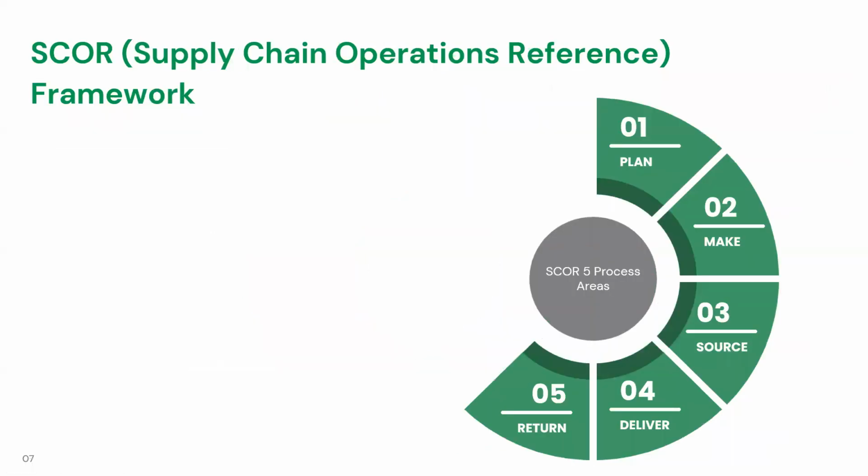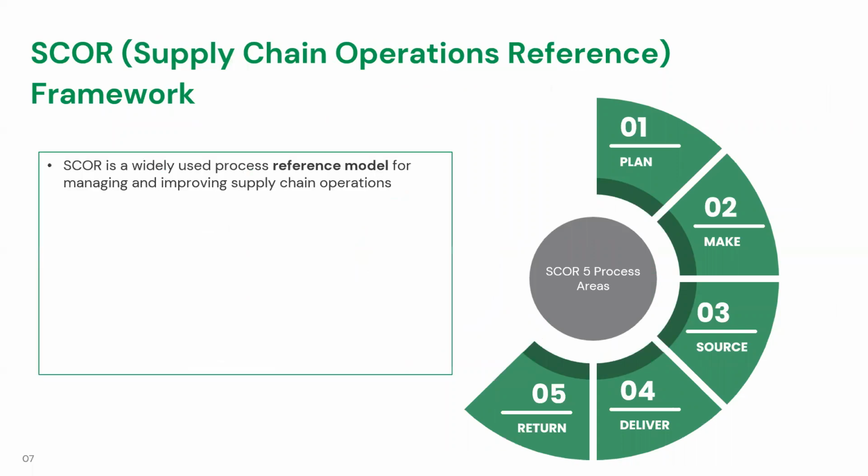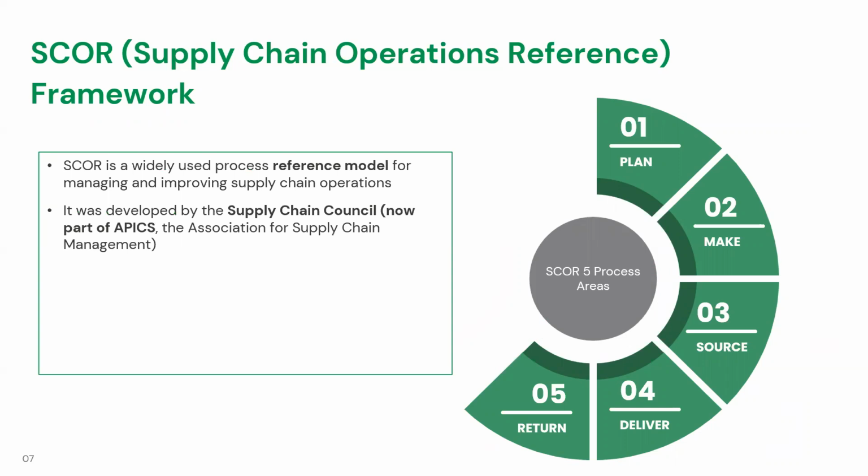So, quickly recapping what I was saying about the SCOR framework, right? The SCOR framework talks about plan, make, source, deliver, and return, which defines the supply chain in this way. This is a very industry recognized framework for managing and improving supply chain operations. Who developed it? It was developed by the Supply Chain Council. It is now called APICS currently, correct? Association for Supply Chain Management.